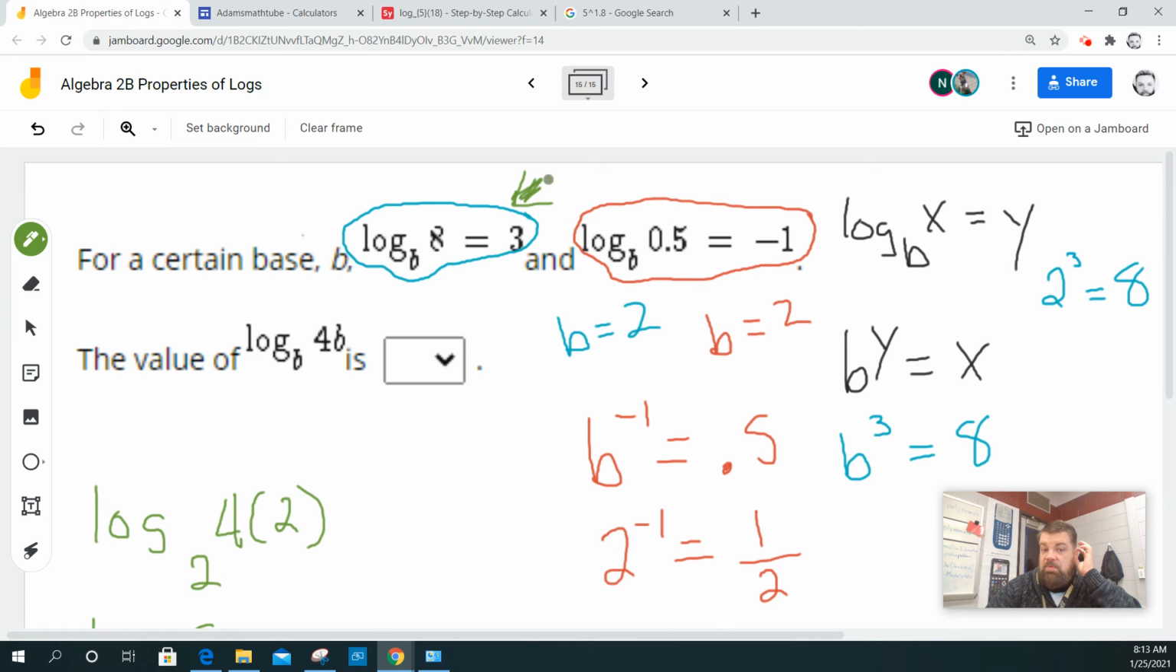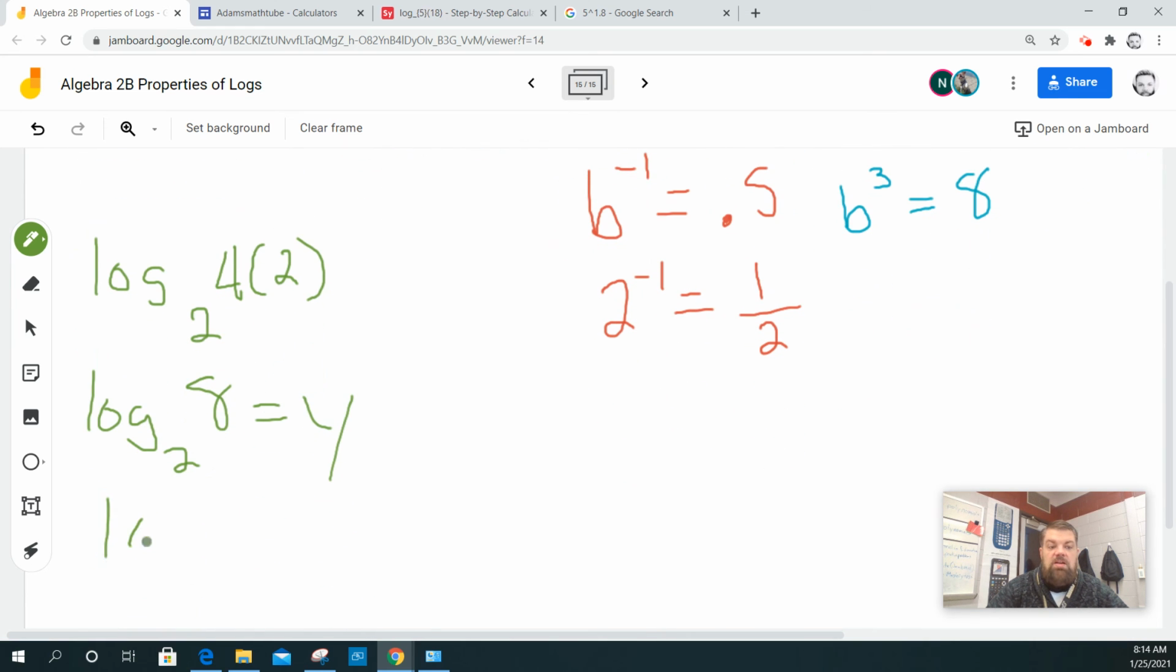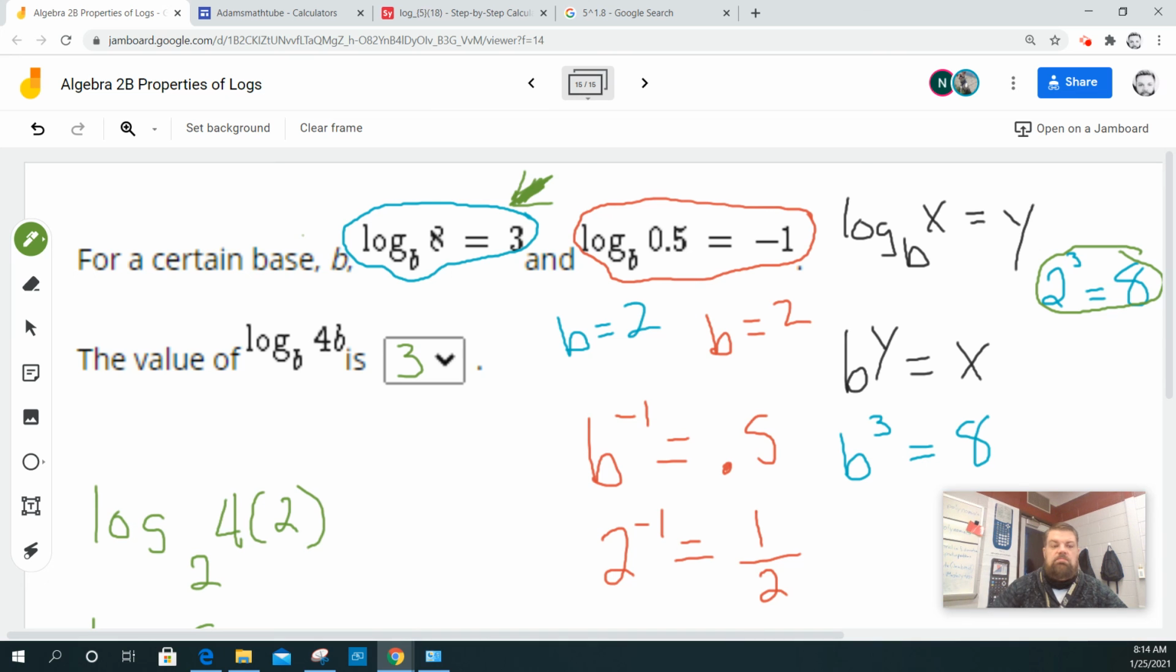isn't that this problem right here? Isn't that problem right there? That's the arrow, by the way. Right? Because 2 raised to the third power equals 8. So this is really just 3. Okay? In other words, log base 2 of 8 is equal to 3. I suppose I could write it in here.